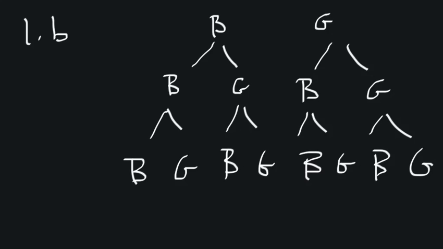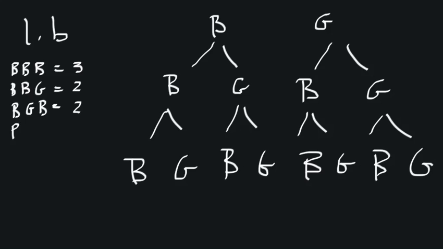And so if I come over here on the side, let's write out the sample space. So I could have boy, boy, boy. So that would end up being 3 boys. Okay. I could have boy, boy, girl. That would be 2 boys. I could have boy, girl, boy. That would also be 2 boys. Get a boy, girl, girl. That would be 1 boy.